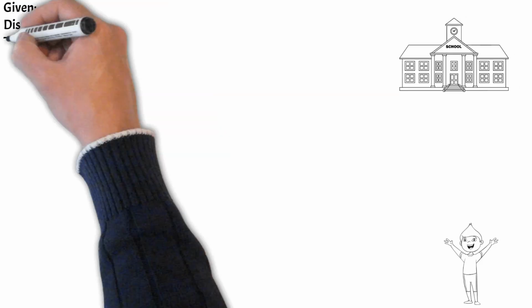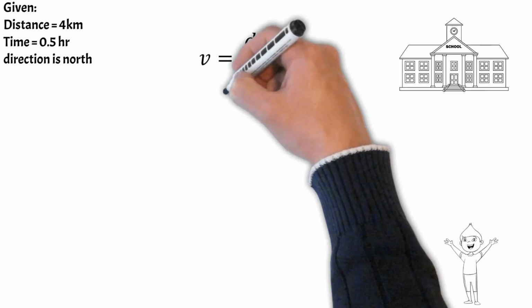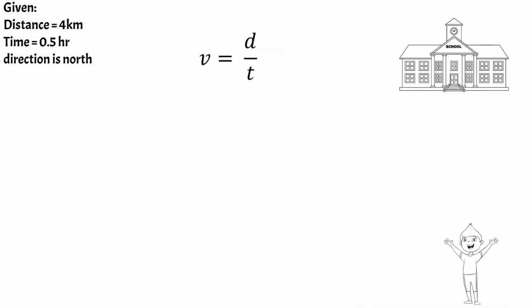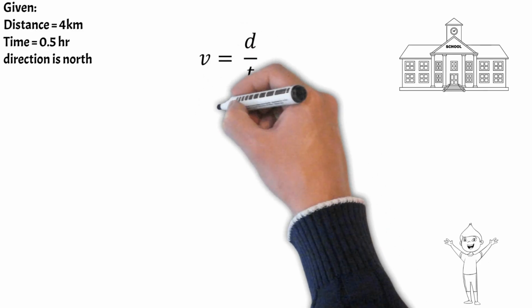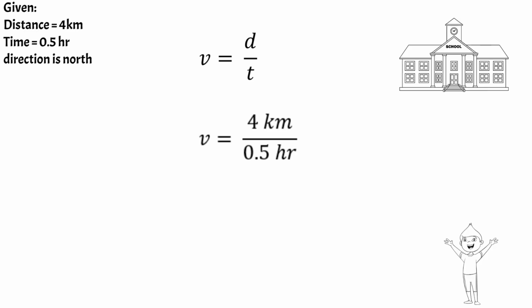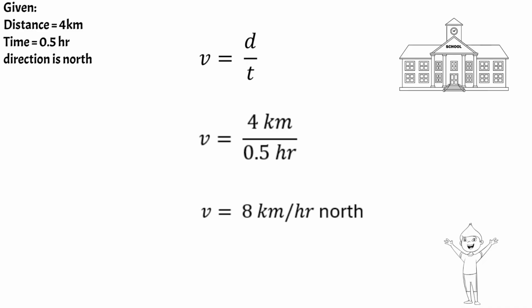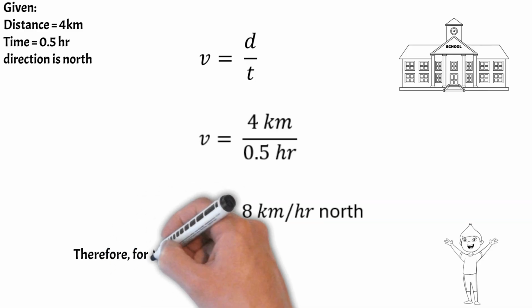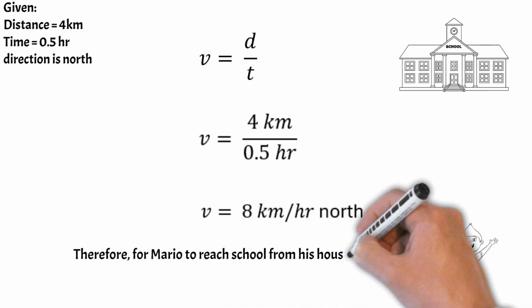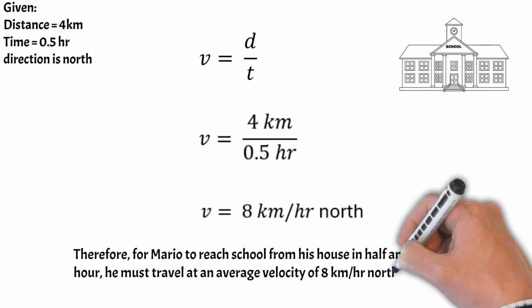Let us check the answers. The given are: distance is equal to 4 kilometers and time is equal to 0.5 hour. We substitute distance over time. So that would be v = 4 km over 0.5 hour. If we divide those values, we get 8 km per hour due north. Therefore, for Mario to reach school from his house in half an hour, he must travel at an average speed of 8 km per hour.